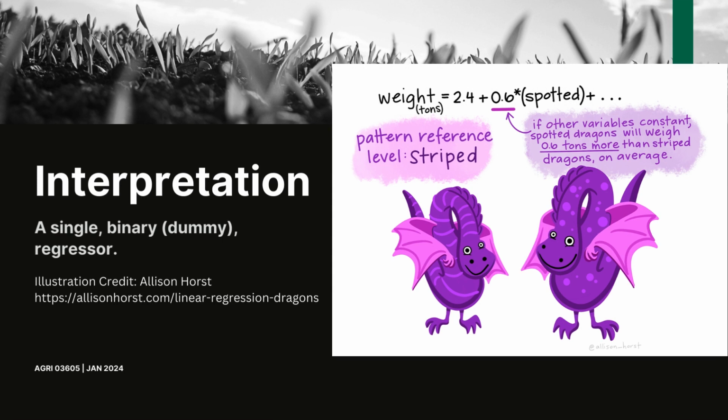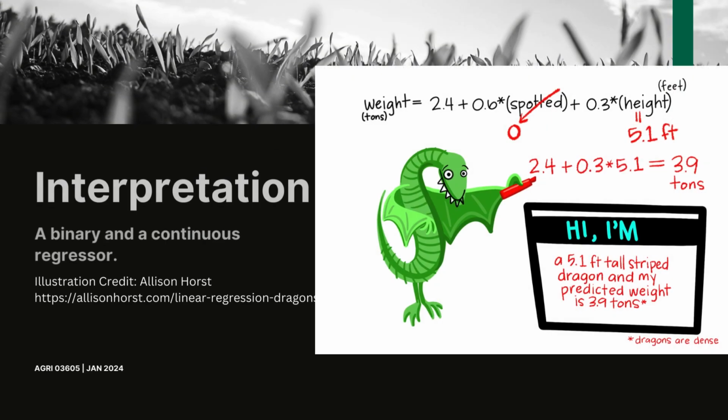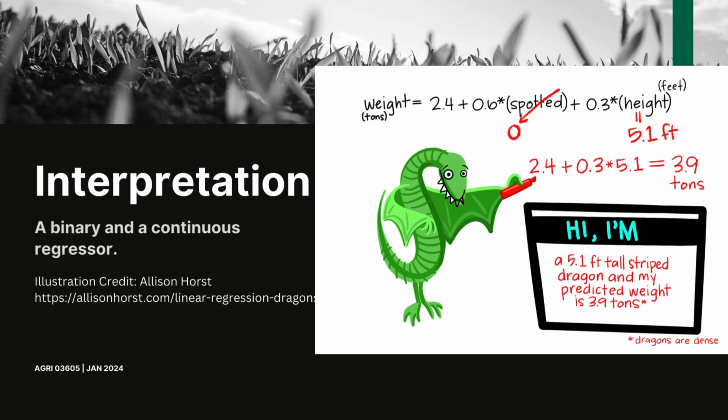It turns out that spotted dragons are more dense than striped. Spotted can take on a value of 0 for not spotted, or 1 for spotted. When multiplied by the coefficient, we see that striped dragons are heavier. Putting the two pieces together, we have an equation that we can evaluate to predict the weight of a dragon by its design and height.